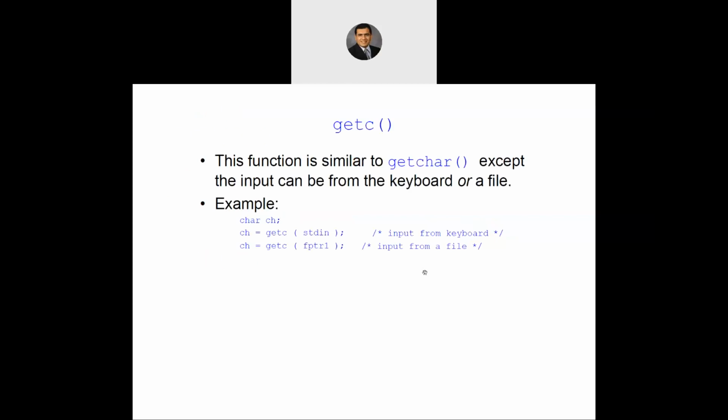Now, we also have a function known as getc. This function is similar to getCharacter. The only difference is the input can be from the keyboard or a file. This is for reading. We also have for writing putc, similar to putCharacter, except the output can be to the screen or a file. Okay?